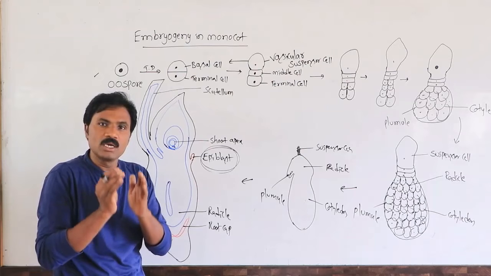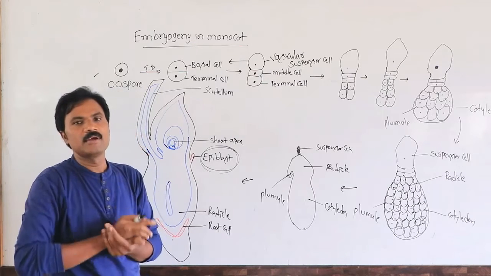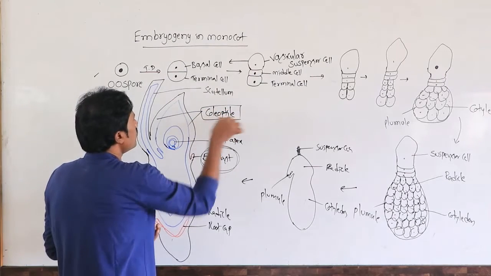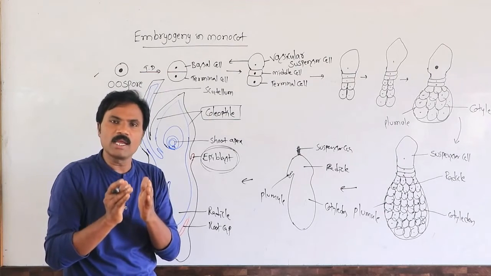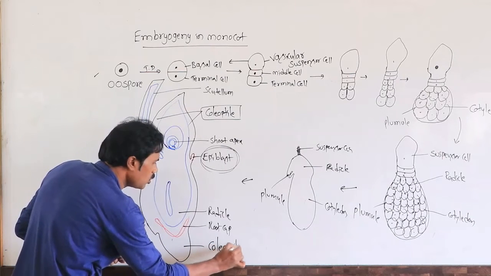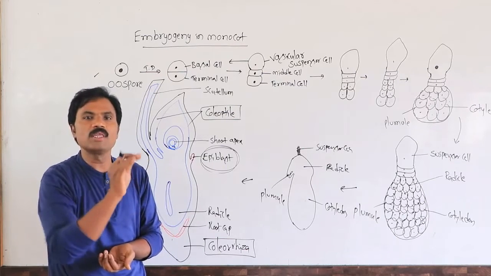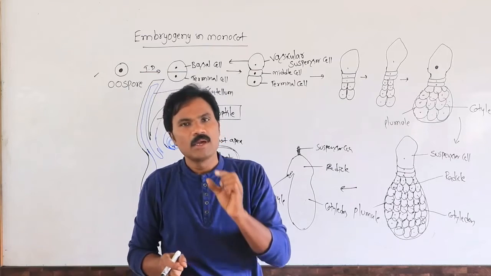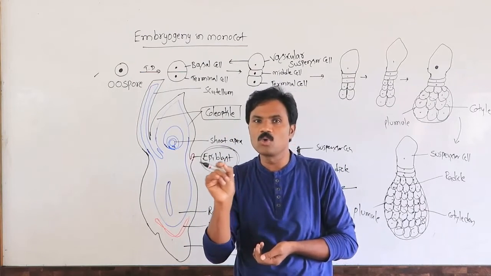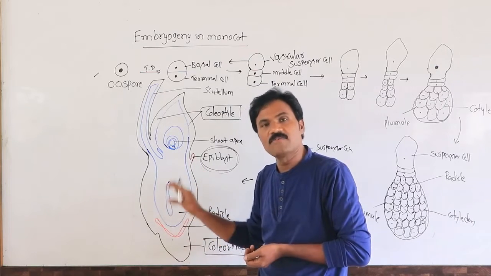But in the monocot embryo, the shoot, that means the plumule region, is covered with the help of the scutellum by an additional membrane that we call the coleoptile. That is most important. Coleoptile is the membrane that covers the shoot apex. Similarly, coleorhiza is the membrane that covers the radical. Coleoptile covers the shoot apex, whereas coleorhiza covers the radical. The coleoptile and coleorhiza normally arise from the scutellum. These are special characteristic features of monocots.